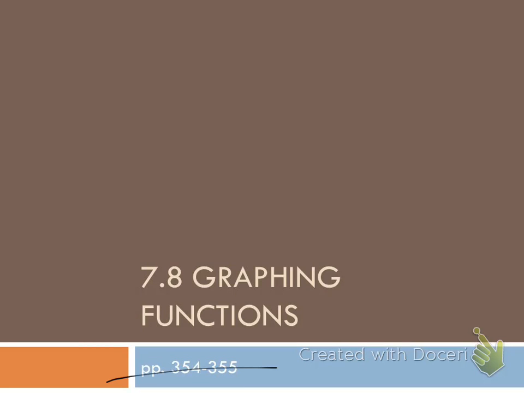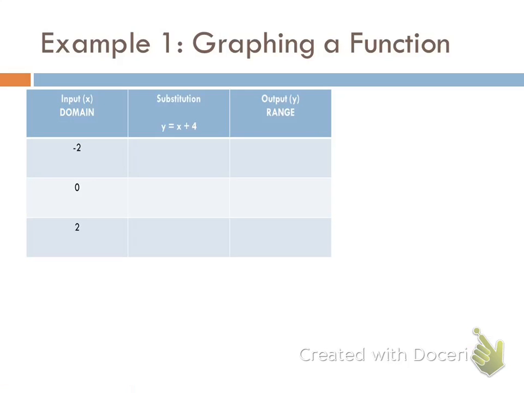Okay, 7.8, graphing functions. Everybody should be on pages 354 to 355. All right, in example 1, what you see here is much like what you saw yesterday in 7.7. We're doing an input-output table by substituting my domain values into my function. So that's where I'm starting.